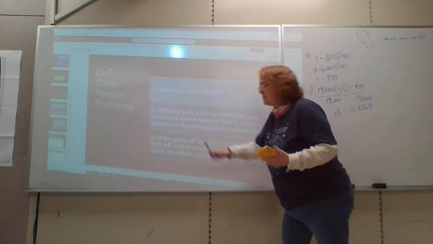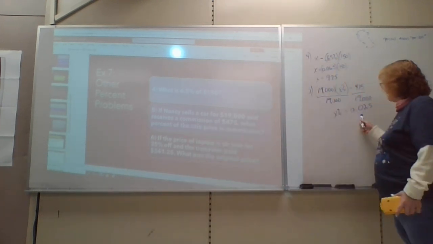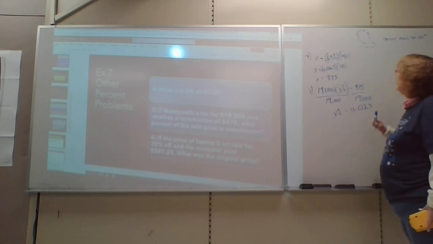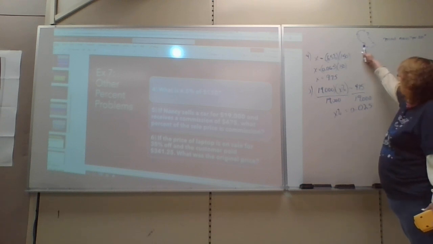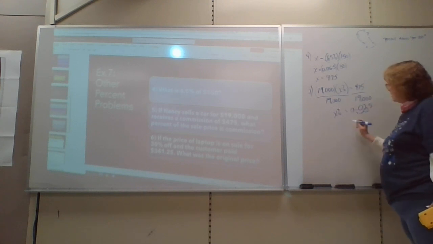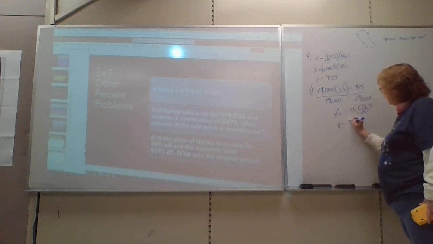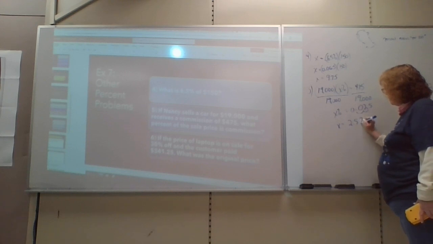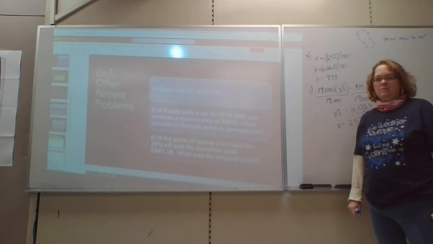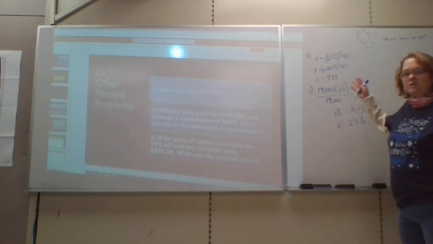Now, we're not done. You do not put this as your answer, because it asked, what percent? We need to change this to a percent. This is the decimal, so we need to change that decimal to a percent, 2.5. Remember, going from decimal to percent, we go two places over this way. So then X would equal 2.5%. Questions?